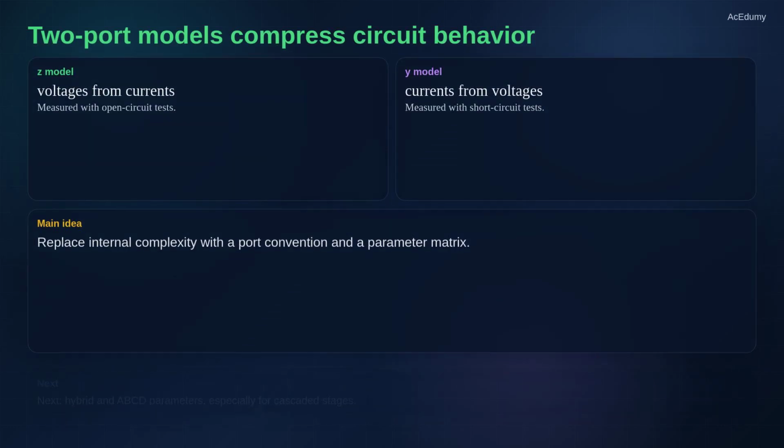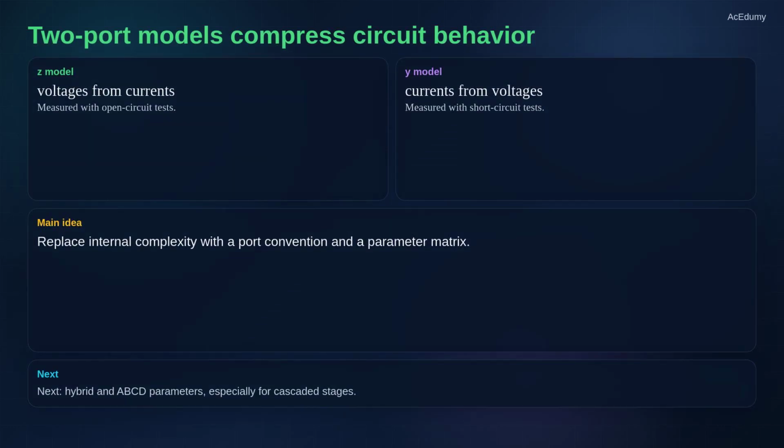Summary. A two-port block replaces internal complexity with port variables and a parameter matrix. Z parameters use currents to predict voltages and are measured with open circuits. Y parameters use voltages to predict currents and are measured with short circuits. Next, we can extend this view to hybrid and ABCD parameters where cascaded stages become much easier.